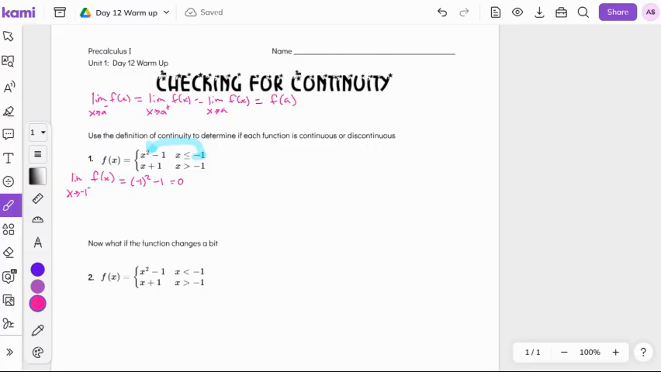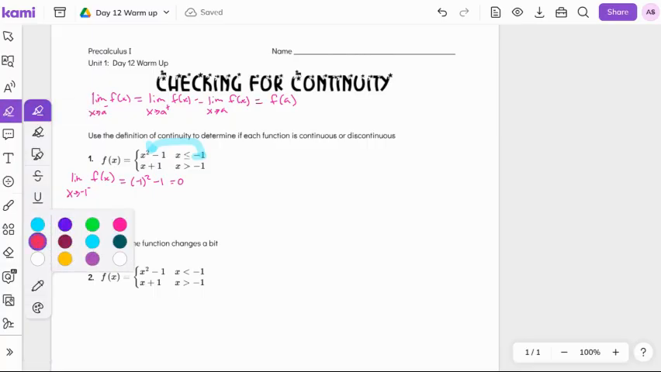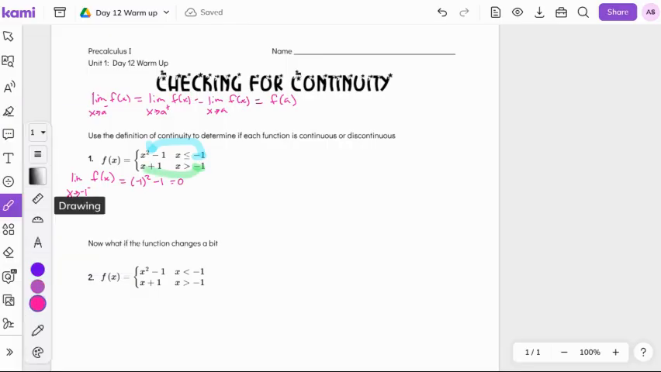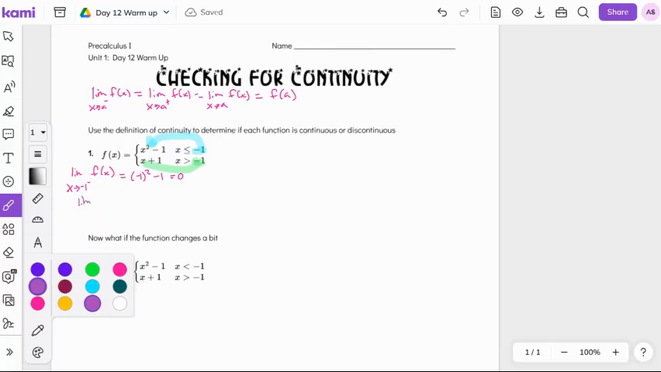Now you need to evaluate the right-hand limit. When I evaluate the right-hand limit, I'm going to take this -1 and substitute it into the x value. And so the limit as x approaches -1 from the right of f of x is going to be equal to -1 plus 1, which is equal to 0. And so right now your left-hand limit is equal to your right-hand limit. And remember from last week that if the right-hand limit is equal to the left-hand limit, then that is also equal to the plain limit.